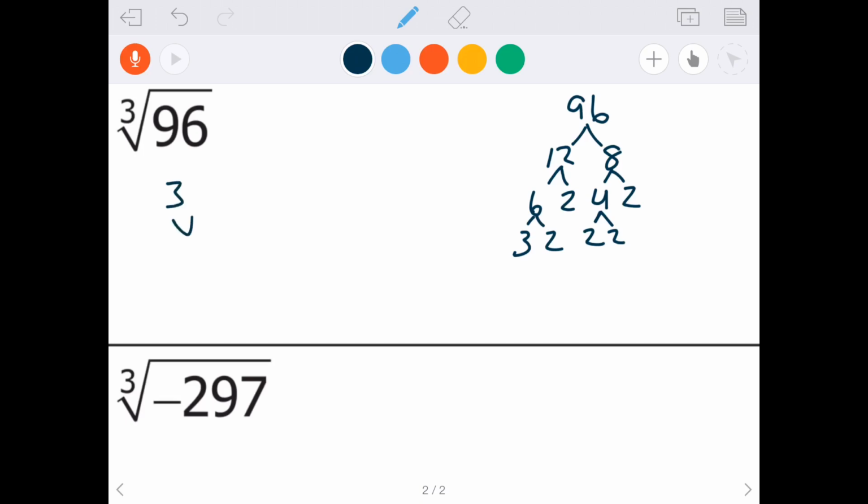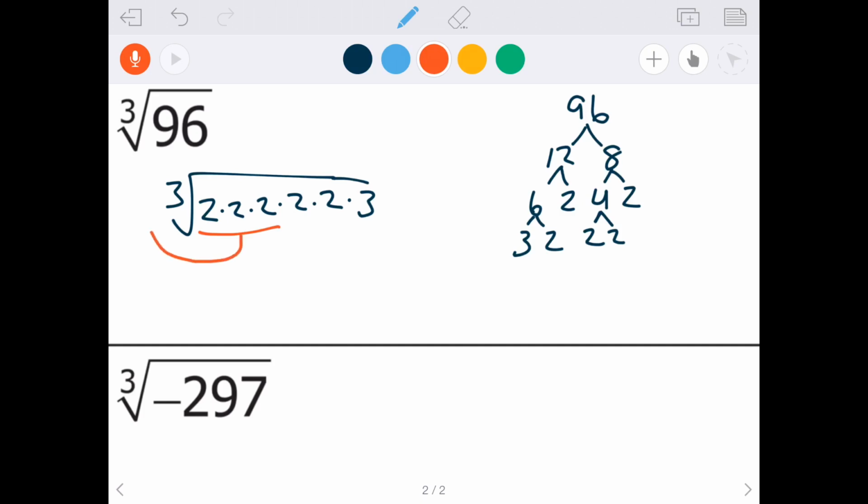Once we have that, I'm going to rewrite it underneath the cubed root. We have 5 2's, and then we have 1 3. So with square roots, we looked for groups of 2. With cubed roots, we're going to look for groups of 3. That's really the only difference. So I have 3 2's there. That's one group.